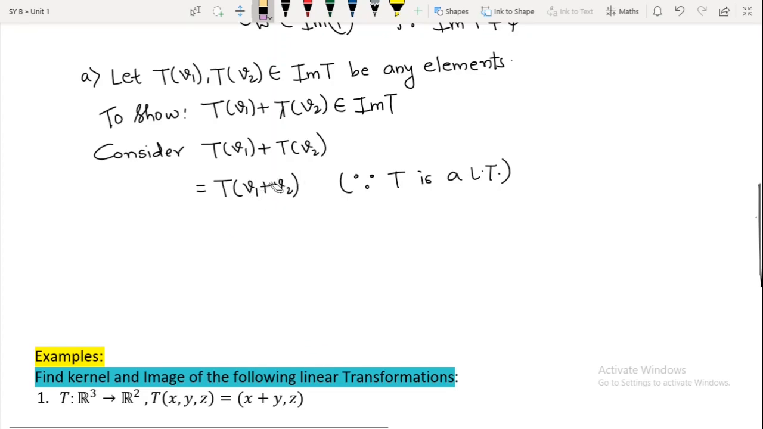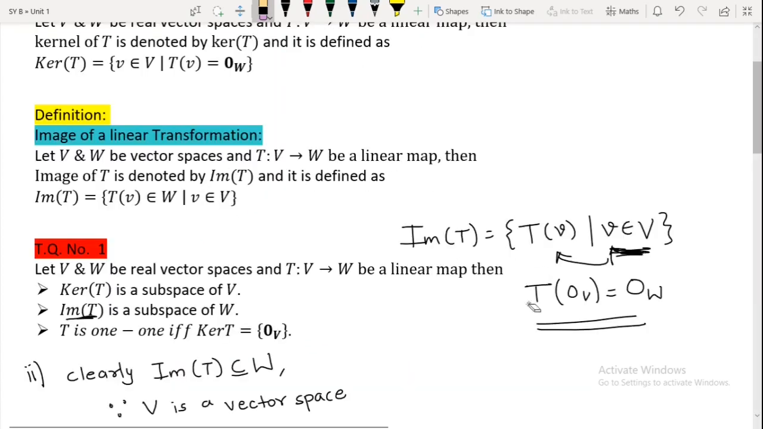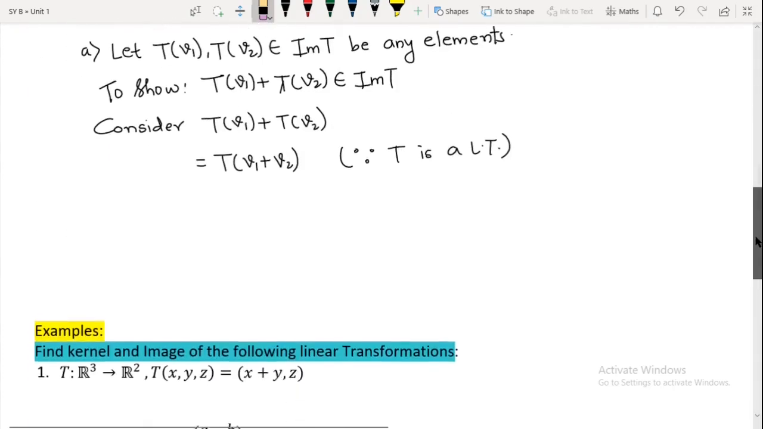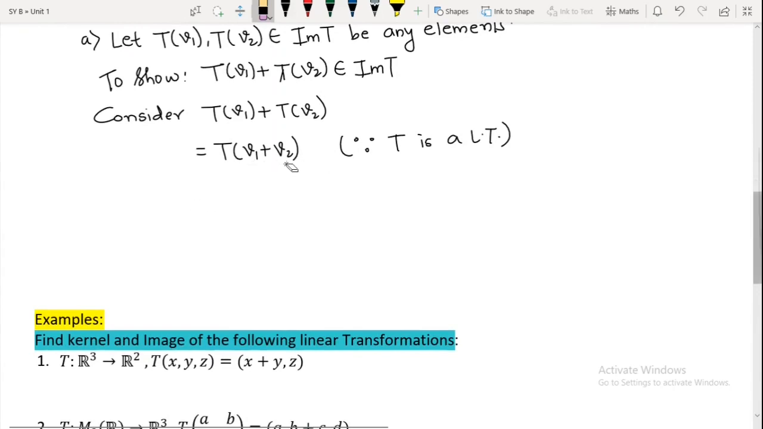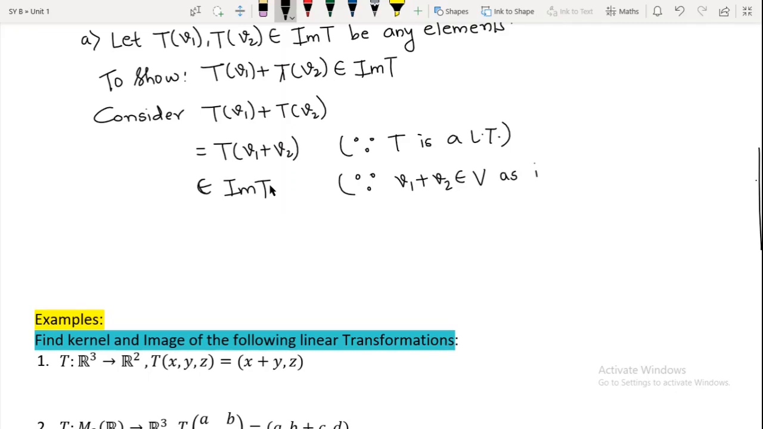If it is an element of V, then we can say that element belongs to image of T. Actually this V1 plus V2 is an element of V. Why? Because V is a vector space. So therefore this V1 plus V2 will be an element of V, and therefore it will belong to what? Image of T, since V1 plus V2 belongs to V as it is a vector space. Okay, so this is regarding the first condition.